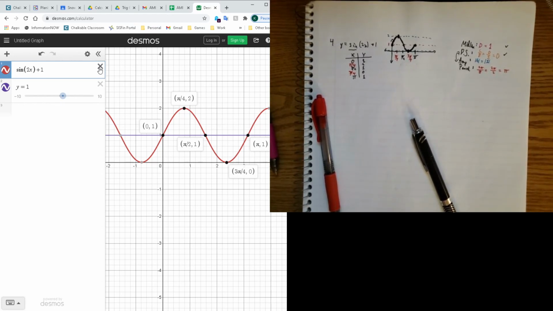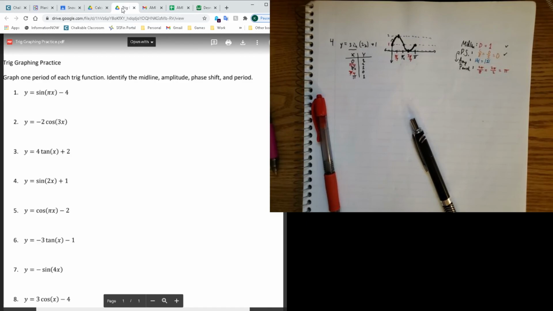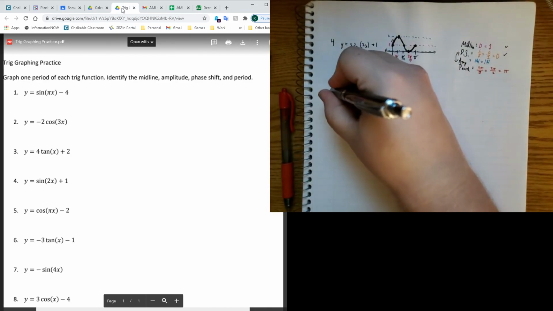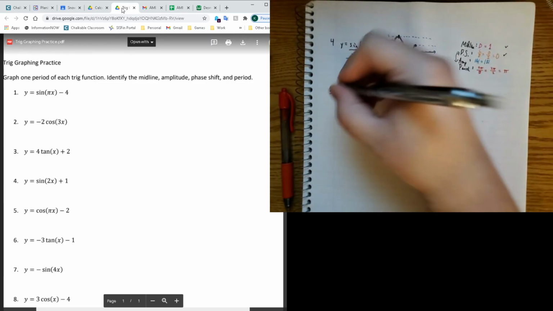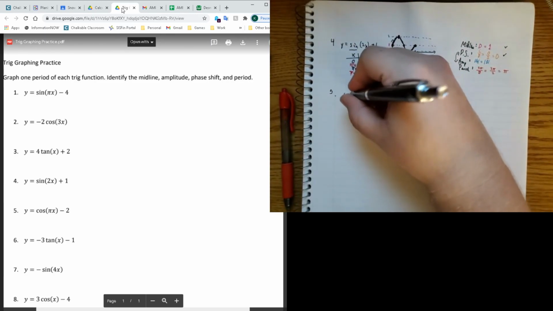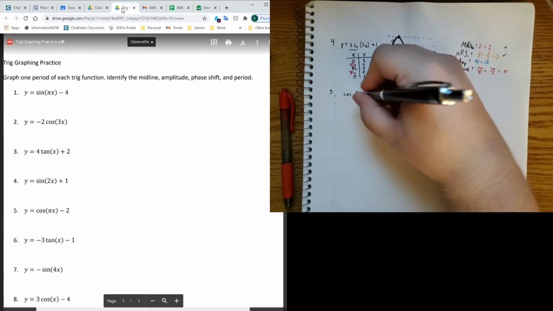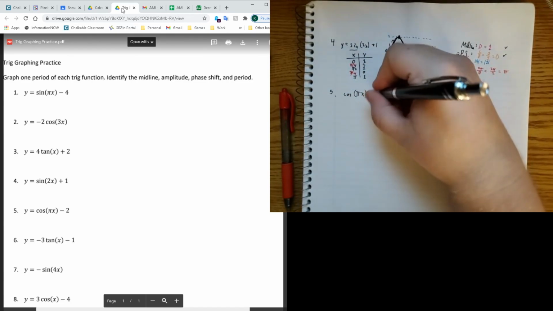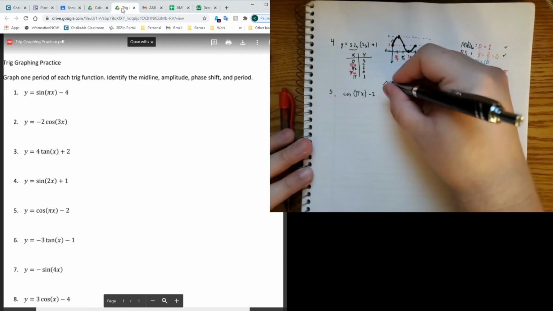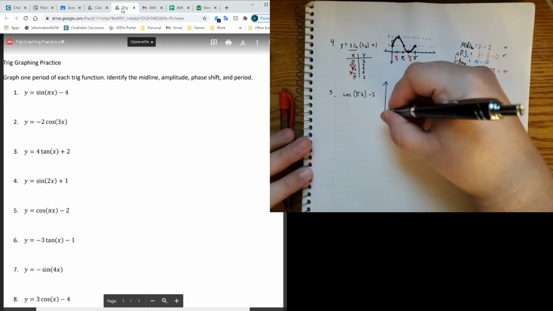Alright, let's do 2 more. Number 5 says cosine of pi x minus 2. Looking ahead, I see it's a cosine function, so that tells me I'm going to go up or down, like so.